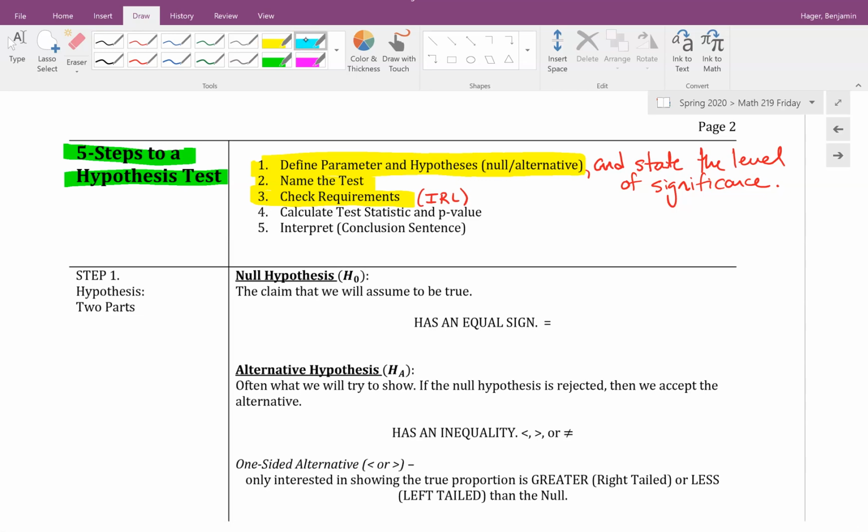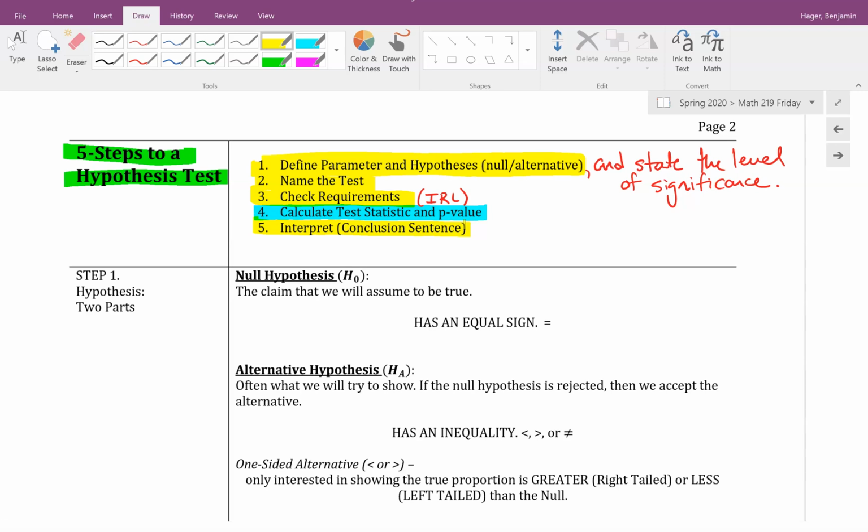Just like in a confidence interval, step 4 is where you actually do the thing, where you actually take the calculations. It's just here we're not doing a confidence interval. We're finding the test statistic and the p-value, which we'll get into. And then also, just like confidence interval, the last step is to sum everything up, state your conclusion.